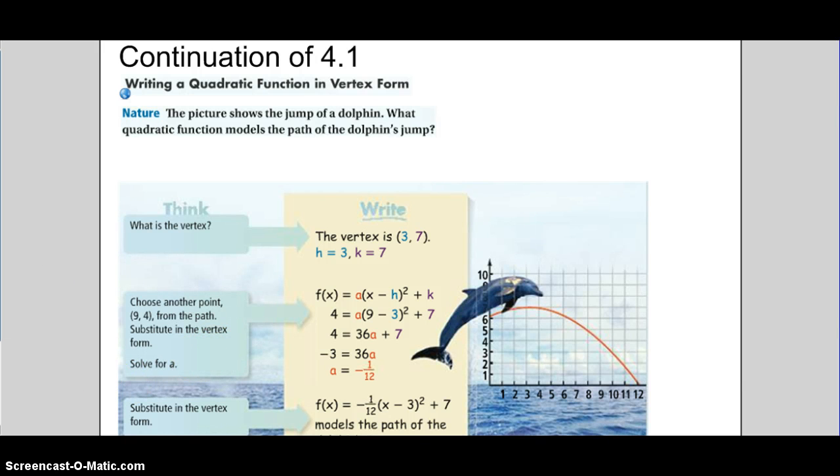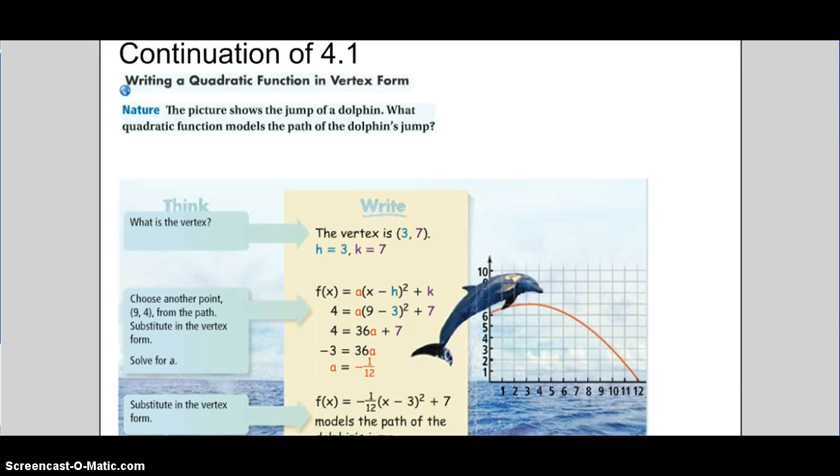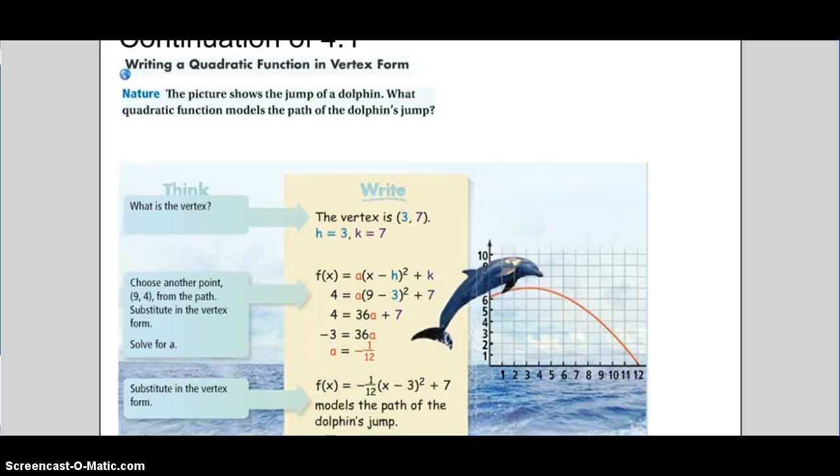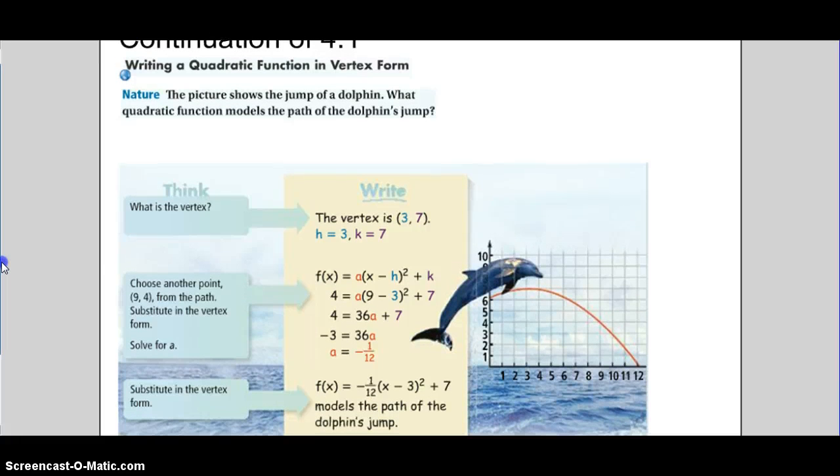Okay, let's talk about finishing up section 4.1, and we want to write a quadratic function in vertex form. Well, remember, if it's vertex form, you're probably going to have a vertex. So let's take a look at our vertex. We usually have our vertex set up as some form of (x, y), and remember, that is really (h, k) when you're working in the standard form.